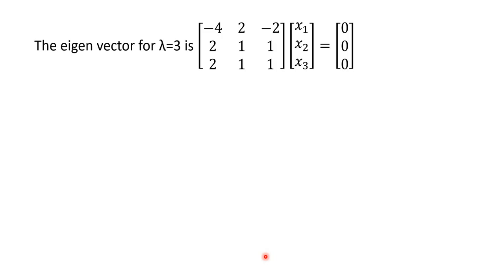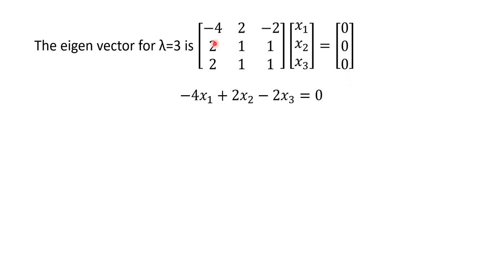Now we find the eigenvector for the second eigenvalue, lambda equal to 3. For this, we again substitute lambda equal to 3 in the characteristic matrix. Then the matrix becomes minus 4, 2, minus 2, 2, 1, 1, 2, 1, 1. This matrix is obtained by substituting lambda equal to 3 in the characteristic matrix A minus lambda I. That is, the matrix times x1, x2, x3 equal to 0, 0, 0.